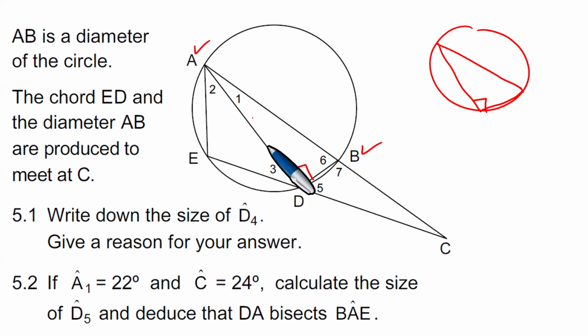Chord ED and diameter AB are produced to meet at C. Write down the size of D4. Give a reason for your answer. You see, they said write down the size of D4. What is the size of D4? What do you think the size of D4 is? Anyone?